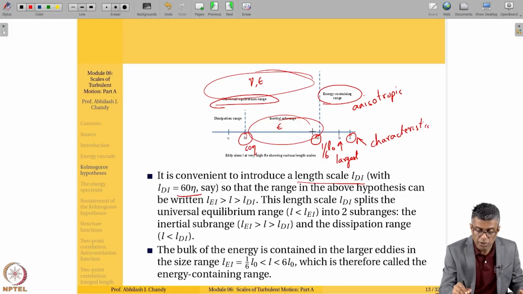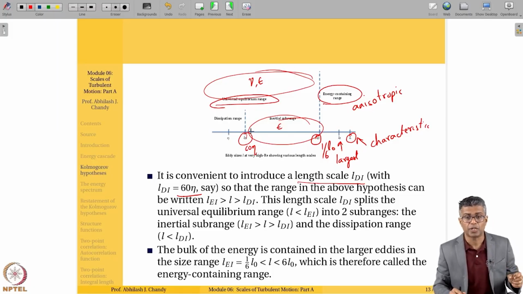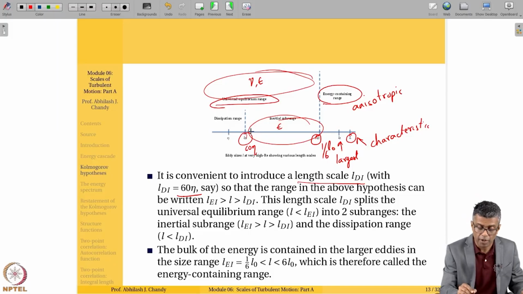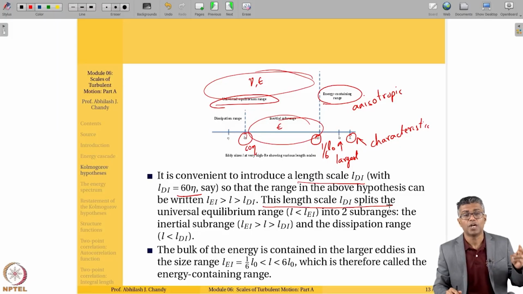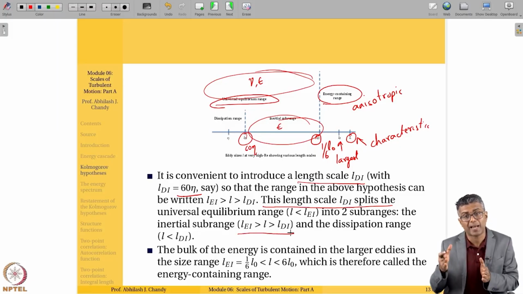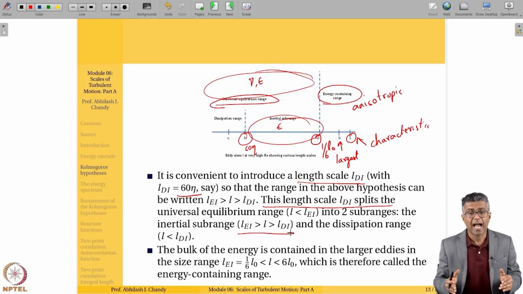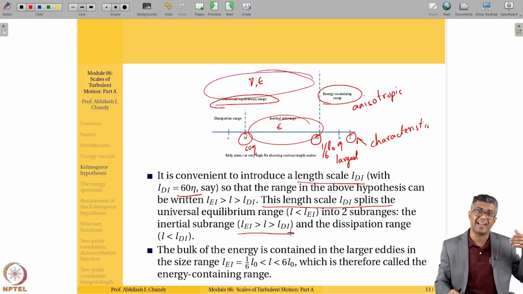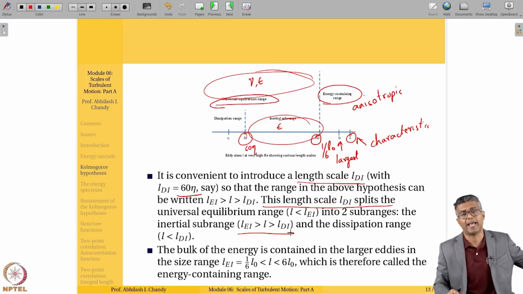So this range here, the inertial subrange, is the range that is dependent only on epsilon. That is what we mean by this. This length scale splits the universal equilibrium range into two subranges: the inertial subrange, which is between L_EI and L_DI, and the dissipation range, which is less than L_DI, all the way up till eta, the Kolmogorov scale.